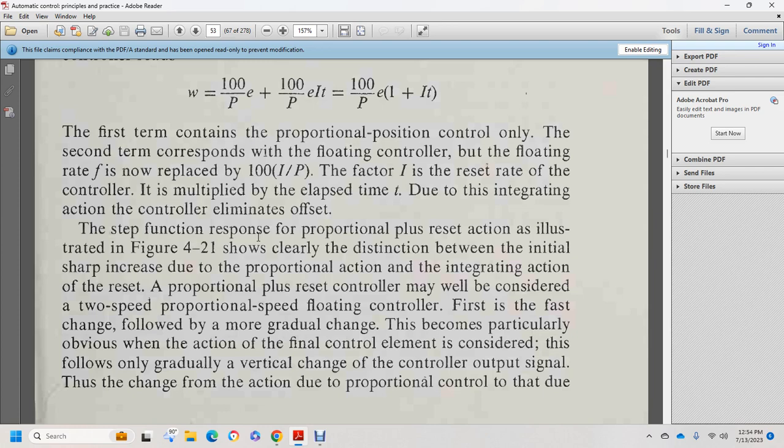The step function response with the proportional plus reset action illustrated in figure 4.21 shows clearly the distinction between the initial sharp increase with the proportional action and the integral action of the reset. The proportional plus reset controller may be considered as having two speeds: the proportional speed, which is fast, followed by the more gradual floating change.